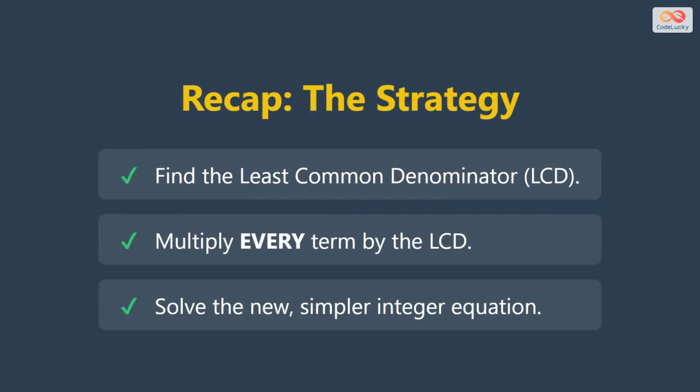To recap, find the least common denominator for all fractions in the equation. Multiply every single term by that number. And finally, solve the resulting integer equation. With this method, you never have to add or subtract messy fractions again.